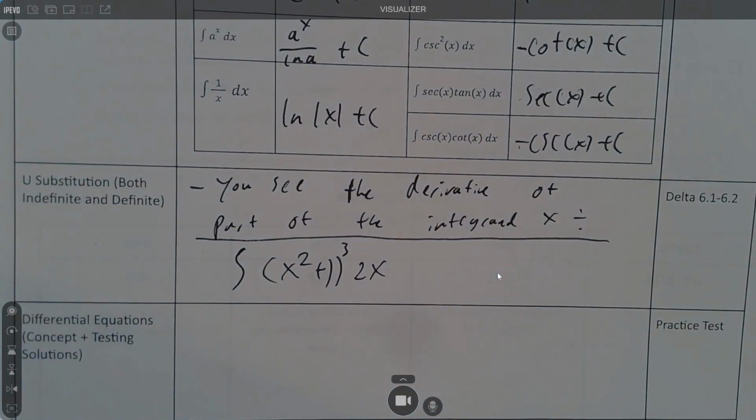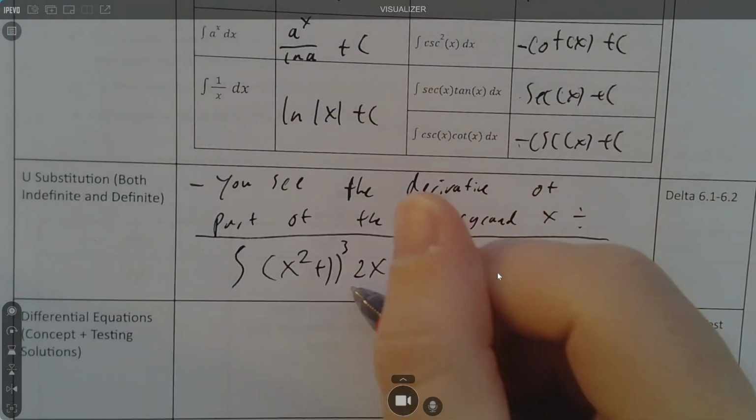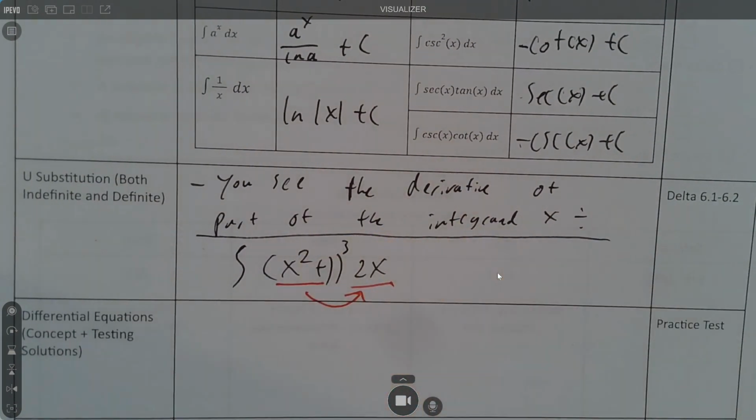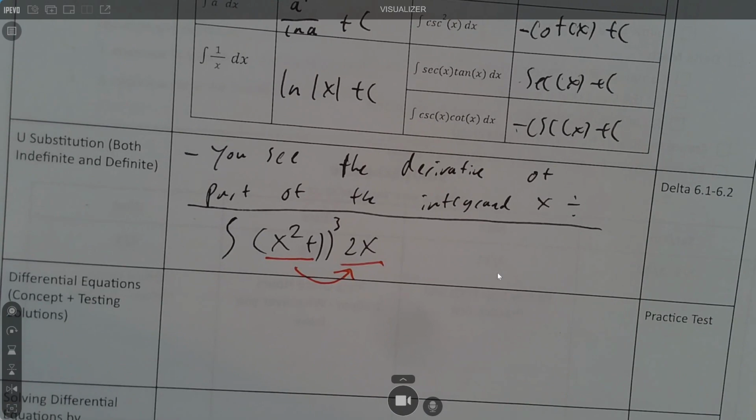I see that this 2x is the derivative of that part. Okay. It doesn't have to be exact. It's not usually going to be the exact derivative of it, but the same terms of the derivative.